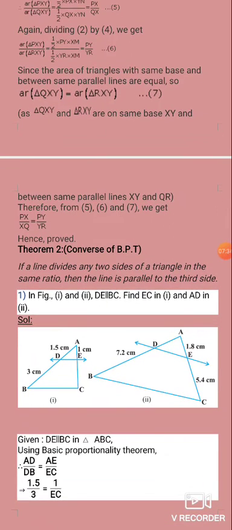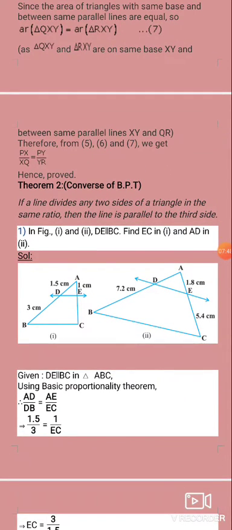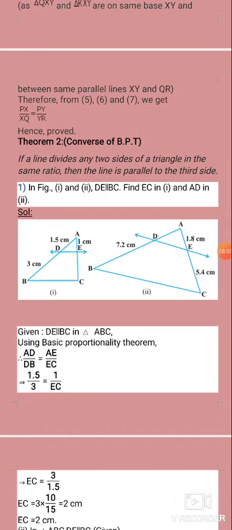In this figure, first one and second one, DE is parallel to BC. Find EC in the first one and AD in the second one. Now first one, listen carefully. DE is parallel to BC in triangle ABC. So using BPT, the basic proportionality theorem, AD by DB is equal to AE by EC. Now substitute all the given values: 1.5 by 3 is equal to 1 by EC. So EC we need to find out.